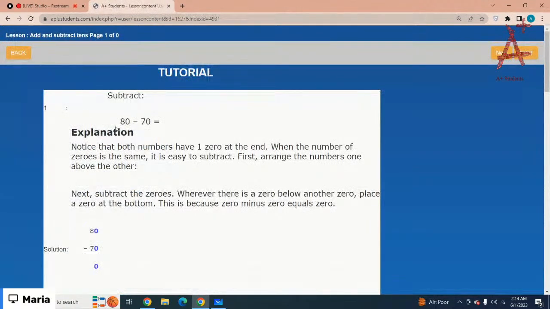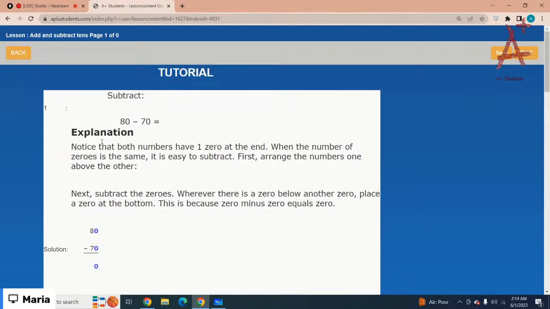Okay, the first example is subtract 70 out of 80. Notice that both numbers have 0 at the end. So they both have a 0 at the end. Here you have 0, here you have 0. When the number of zeros is the same, it is easy to subtract.